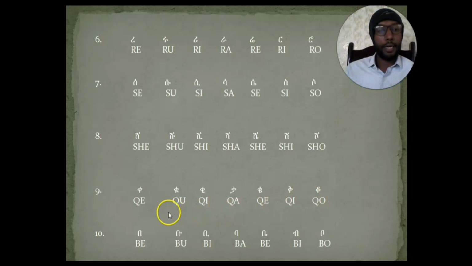So number 9, basic Amharic alphabet is called Ka, and its subgroups are Ku, Ki, Ka, Ke, K, and Ko.